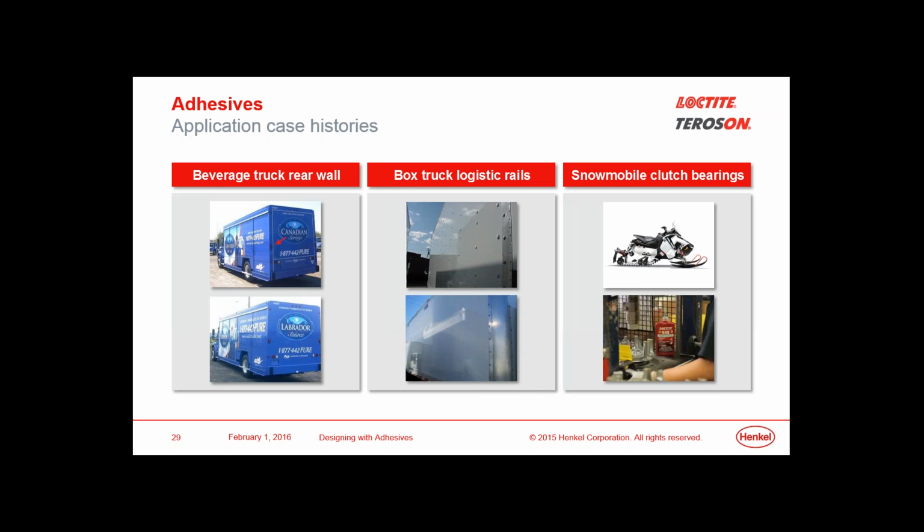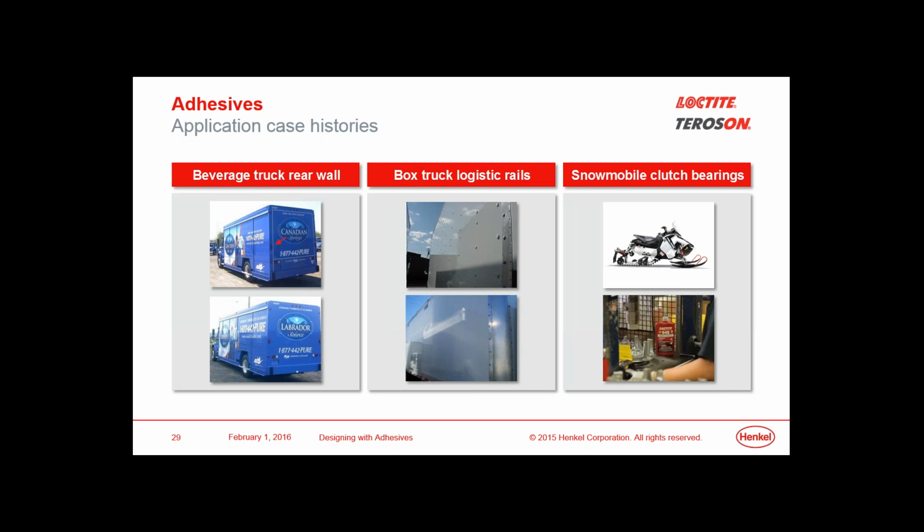But also, you can see in the bottom, it improved the aesthetics. They were able to get rid of the rivets, get rid of the white plastic rail, and have a much more streamlined looking trailer, and also lighter weight. And they did not have any leaks or corrosion as a result of that.